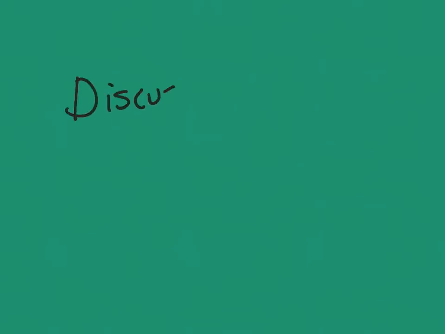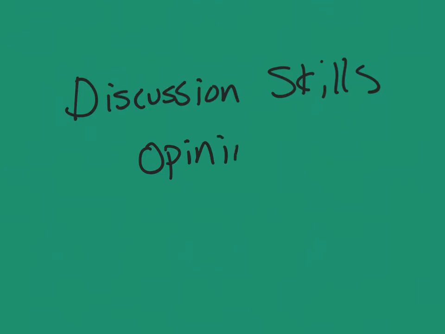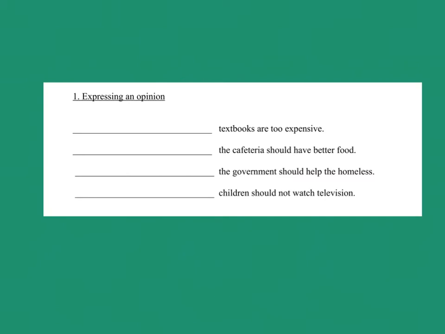In this video, we are going to focus on discussion skills, ways to improve your group discussions. And one way to do that is to work on giving opinions, agreeing, disagreeing, and everything in between. So let's start with ways to express your opinion or give your opinion.